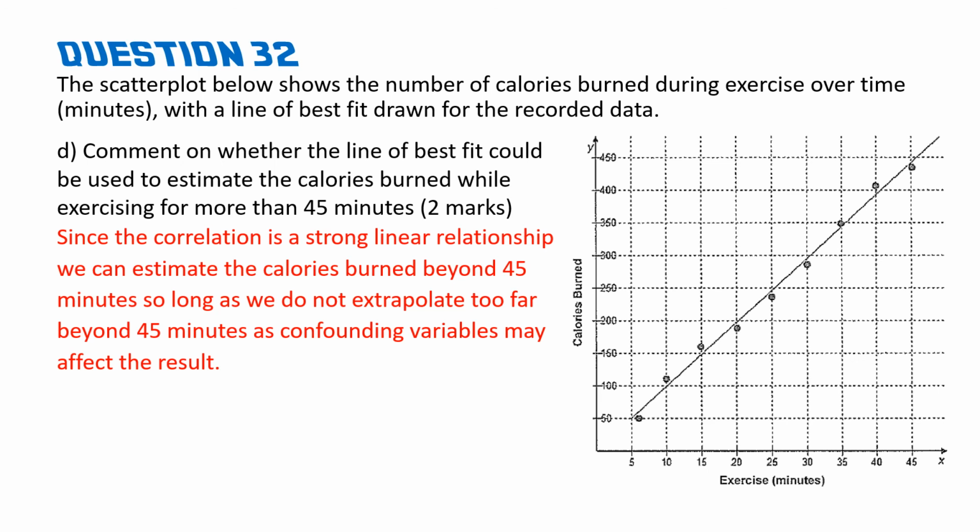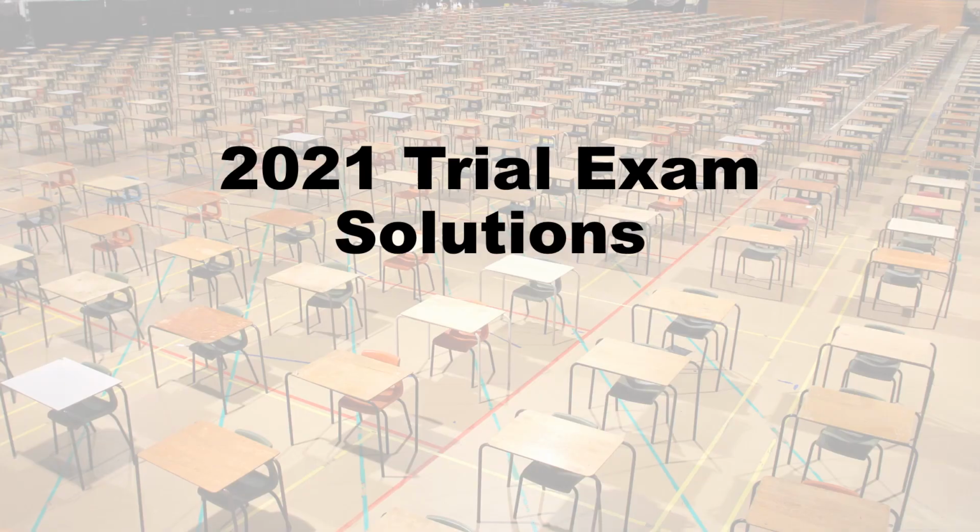Likewise, how exhausted we get. Let's assume we're exercising in a gym. That gym might shut, so there's another confounding variable. We don't have to identify what they are. We just have to be aware that there will be confounding variables that will affect how accurate this particular prediction line is. And that brings us to the end of this video.